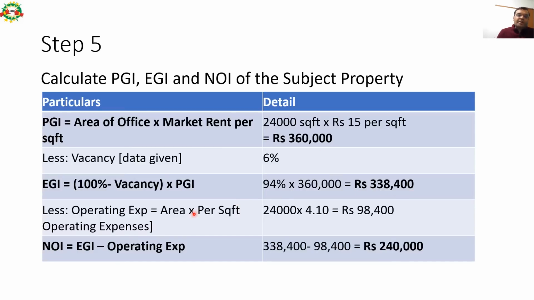Then we have to deduct operating expenses from the EGI to arrive at NOI, which is equal to 3.38 lakh minus 98,400, which is again given in the question. We can calculate it by multiplying the area of the property into per square feet operating expenses of the property as given in the question, and it is equal to 98,400. So NOI of the subject property is 2.4 lakhs.